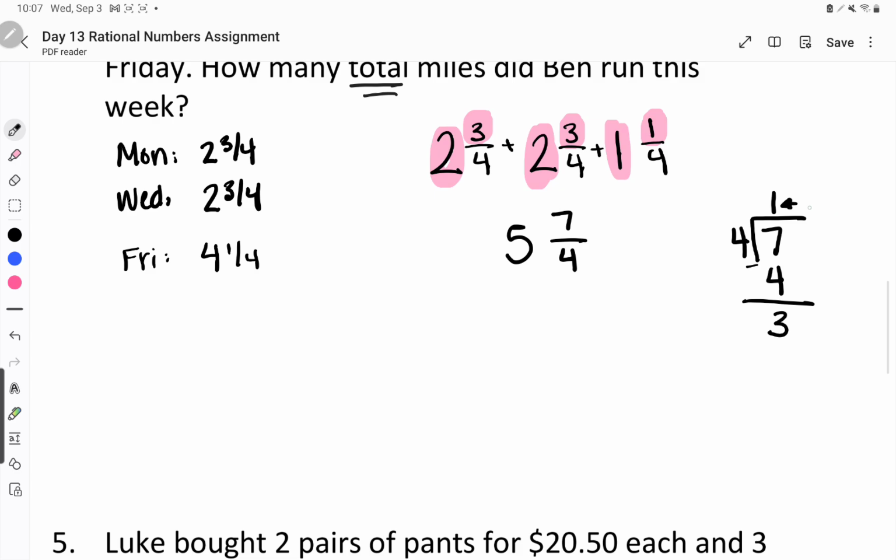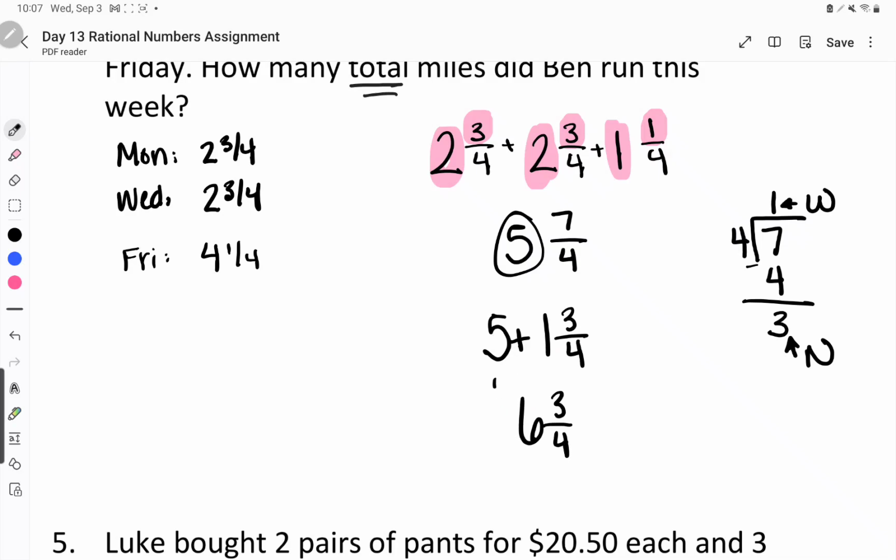So this 1 right here is a whole number, which makes this 3 right here a numerator. So we keep the original 5. Then we add what we just found, which was 1 3/4. 5 plus 1 is 6 3/4. That's going to be miles.